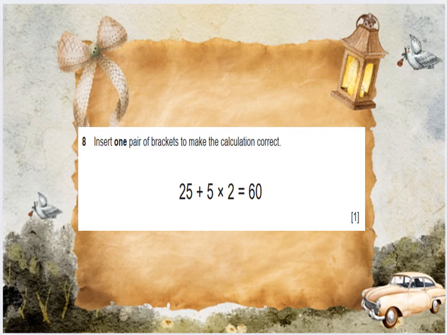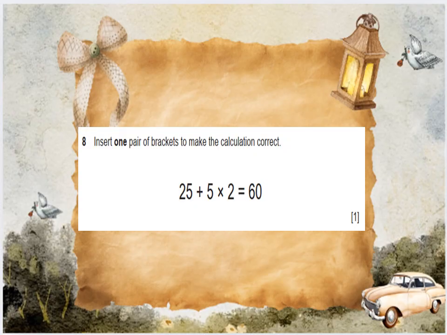Insert one pair of brackets to make the calculations correct. I need to reach 60, and I have multiplied by 2. 25 plus 5 times 2. So if I say 25 plus 5, it's 30. 30 times 2 is 60. So yes, I need to put the bracket between 25 and 5.